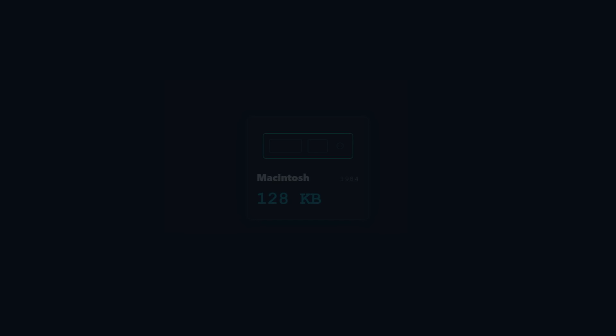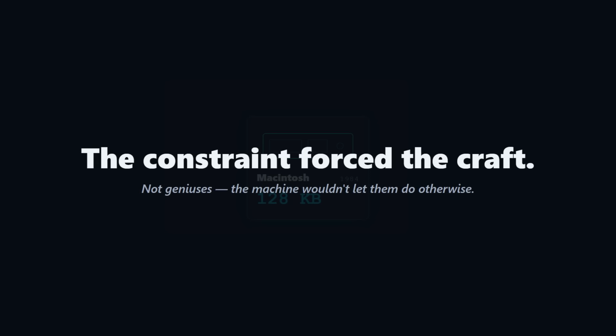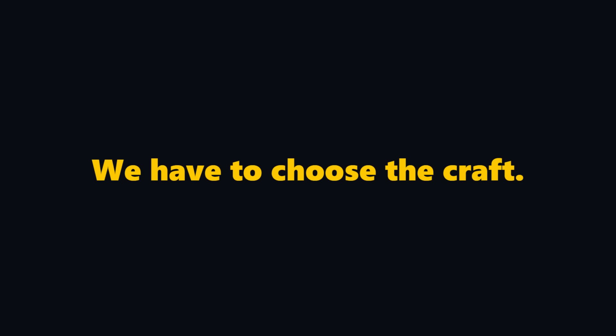The 1984 Macintosh engineers didn't write efficient code because they were geniuses. They wrote efficient code because the machine wouldn't let them do anything else. The constraint forced the craft. We don't have that constraint anymore, which means we have to choose the craft. And most of us don't, because nobody around us is, and because the bill for inefficiency arrives at someone else's desk. The SRE on call, the user with the cheap phone, the planet.